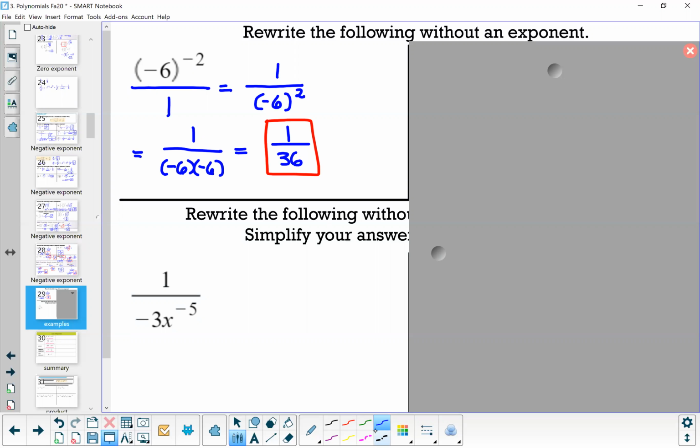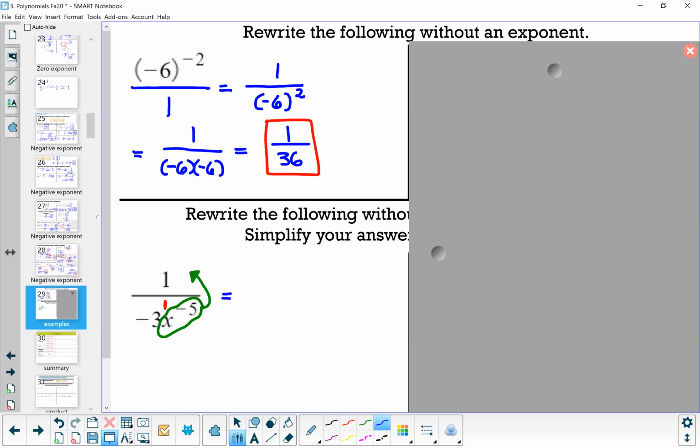Okay, now we're going to go the other way from denominator to numerator. So this time we have 1 over -3x to the -5. Now remember, -3 does not have an exponent of -5. It has an exponent of 1. So when we're taking x to the -5 across the fraction bar, that will not apply to the -3.